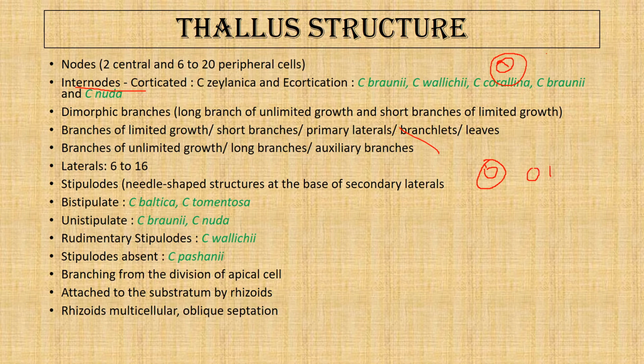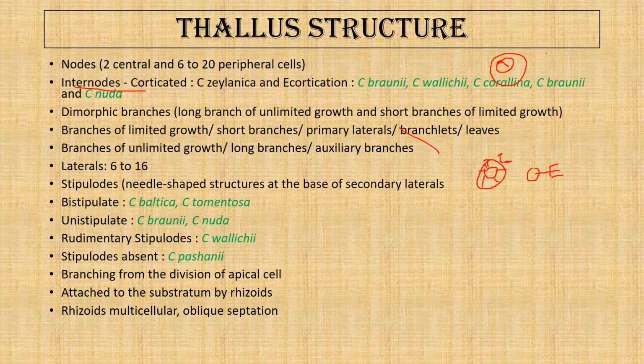Now if the internode has a single cell, then it is called E-corticated. Here I am denoting it with just E. This type of internode is called E-corticated. If the internode has a single cell surrounded by many cells, then only it is called corticated. Now there are many species of Chara which are corticated and E-corticated.